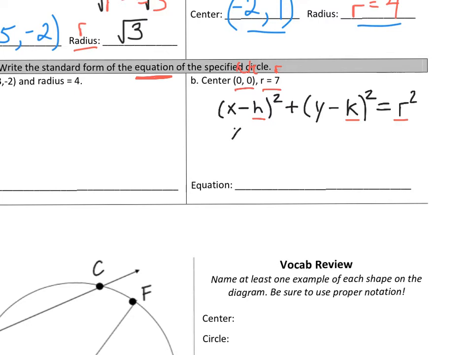Well, when I plug in x minus 0, that's just going to give me x, so it's going to give me x squared. Same deal here, y minus 0, that's just going to leave me with y, so it's going to be y squared. And then it's going to equal my radius squared, 7 squared, which gives me 49.